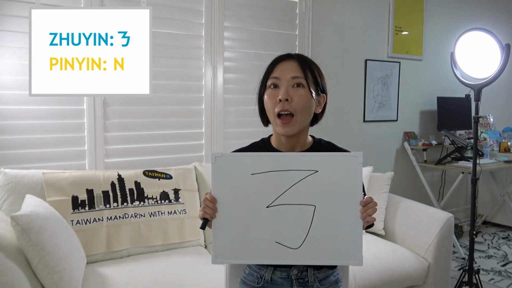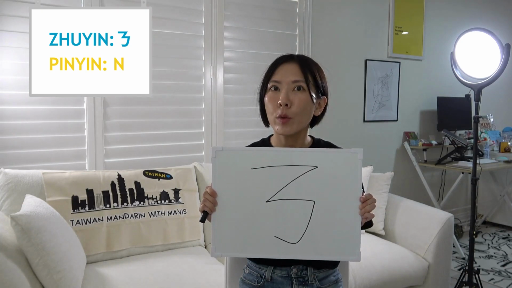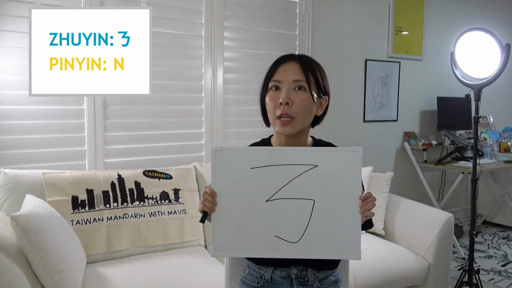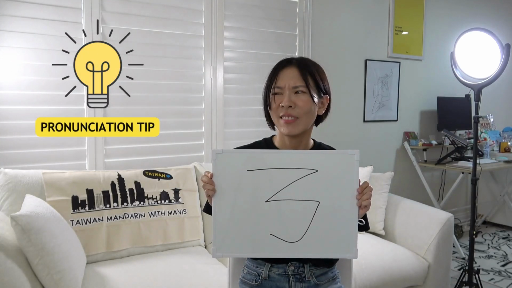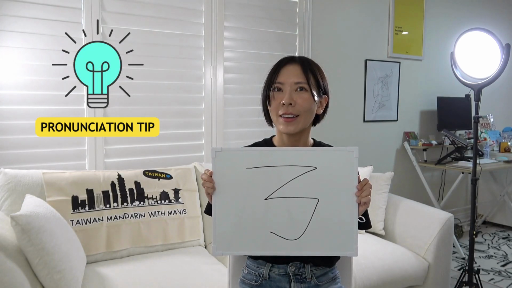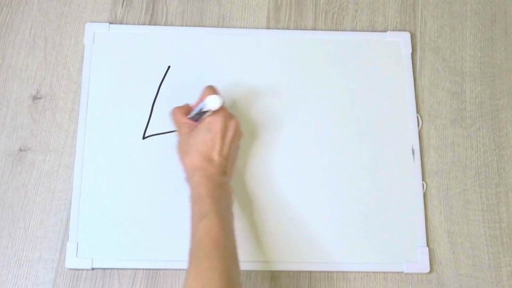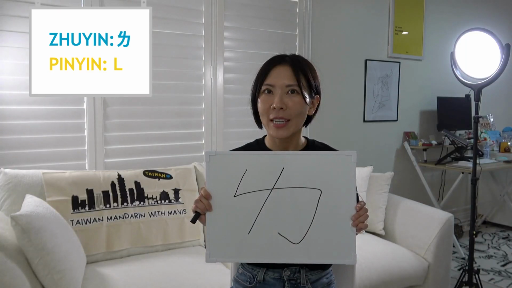Repeat after me. N. The equivalent would be how you pronounce the symbol N in Pinyin, which is also N. Yay or nay? Nah. N. N. N. This is a difficult one. L. Repeat after me. L.